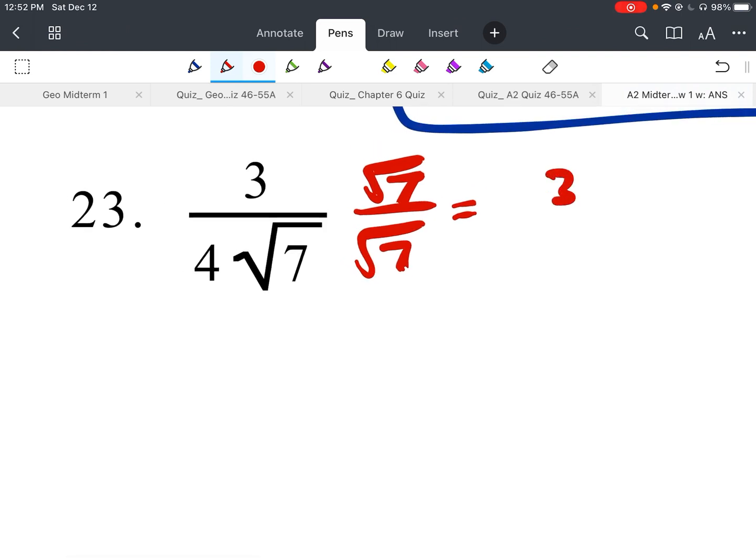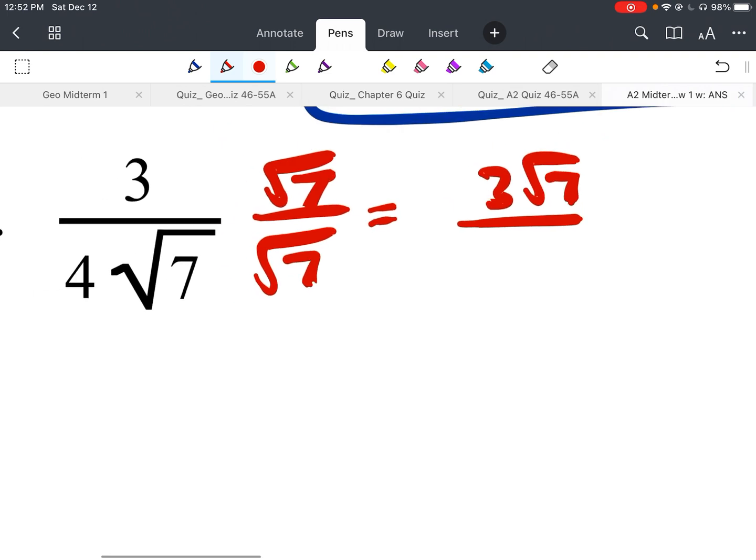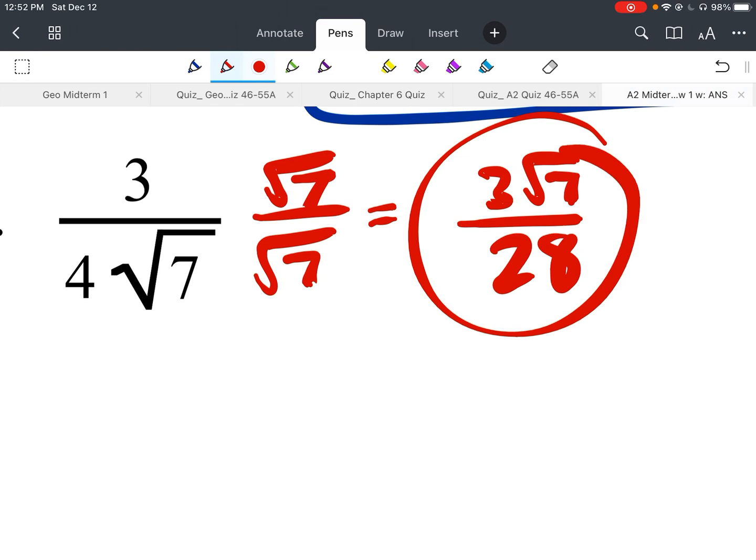So this would be 3 radical 7 over, and then this is going to be 4, the rad 7 times rad 7 just gives you 7. So 4 times 7 is 28. So 3 rad 7 over 28, that was a pretty quick one.